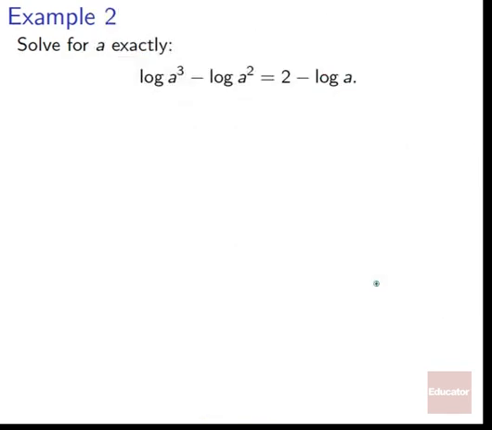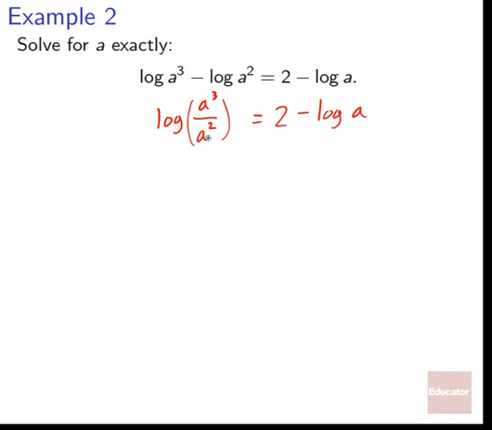Solve for a exactly if we have log a³ − log a² = 2 − log a. All right, so let's use the properties of logarithms to bring some things together, simplify things a bit. Remember, we've got subtraction here, so subtraction of logarithms is the same thing as division inside of the logarithm. So we've got log(a³/a²) = 2 − log a, not base a.